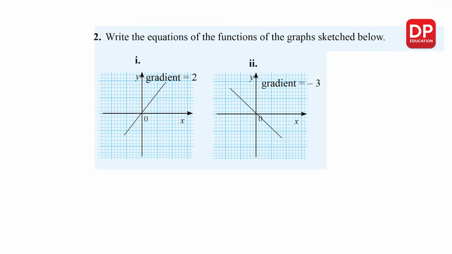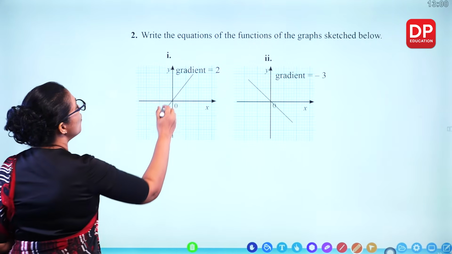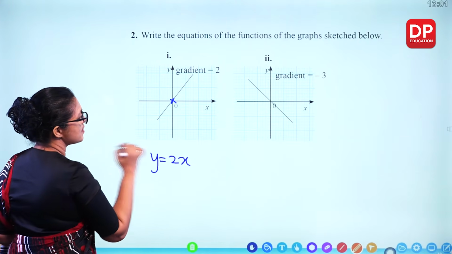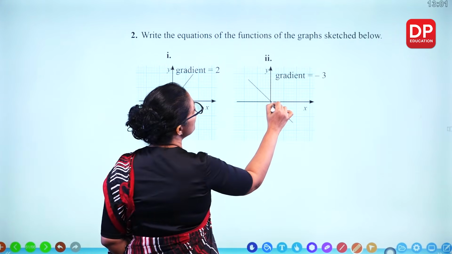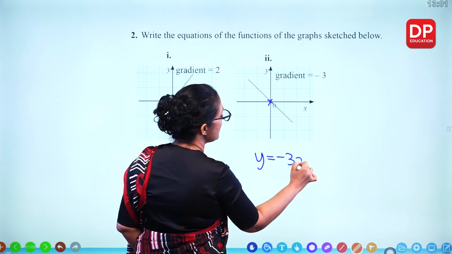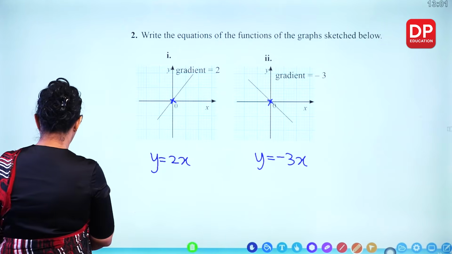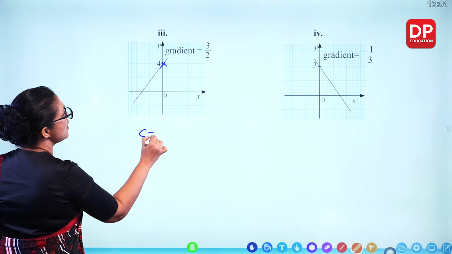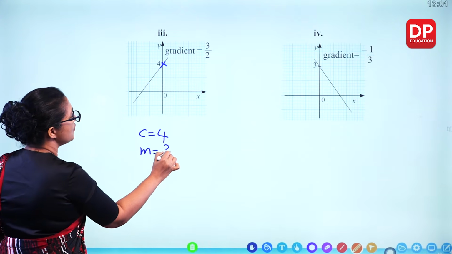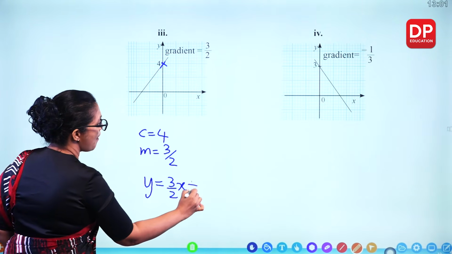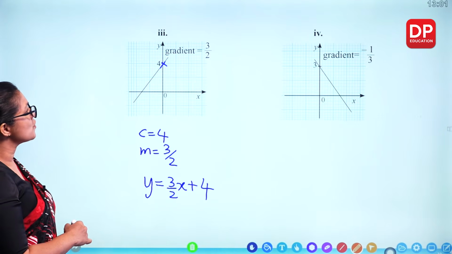Question number 2. Write the equations of the functions of the graph sketched below. Gradient is 2. Y-intercept is 0. So what's the equation? Y equals 2x. Passes through the origin. Gradient is minus 3. Y equals minus 3x. Here y-intercept is 4 now. C equals 4. M equals 3 over 2. So what's the equation? Y equals mx plus c. So 3 over 2x plus 4.